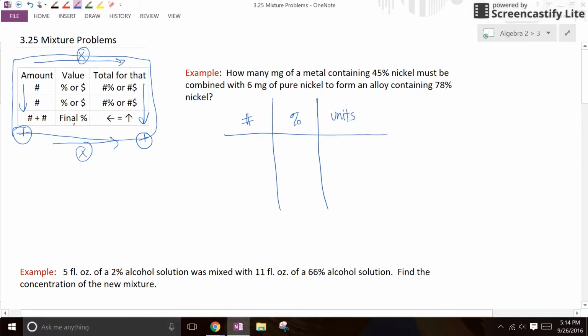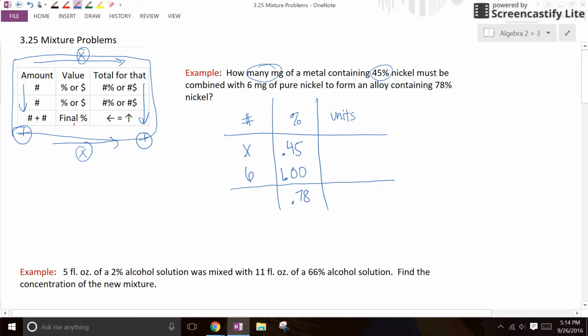Now what I will do is say, all right, I don't know how many milligrams of 45% nickel I'm going to use. So let's use our variable x of 45%, which I'm going to write as 0.45 in decimal form, and it is going to get mixed with 6 milligrams of pure nickel, 100%. And that's going to create a final mixture of 78%.